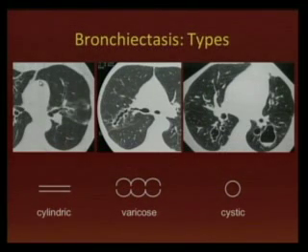And here we have the three different types: cylindric bronchiectasis, the initial involvement. Then we have varicose bronchiectasis, where you see narrowing, dilatation, and narrowing, dilatation. And finally, we have cystic bronchiectasis, in this case in both lower lobes, with an air-fluid level in one of the cystic lesions.